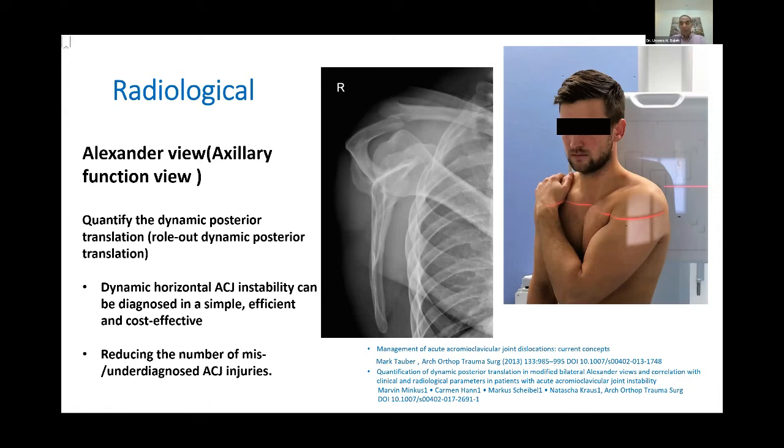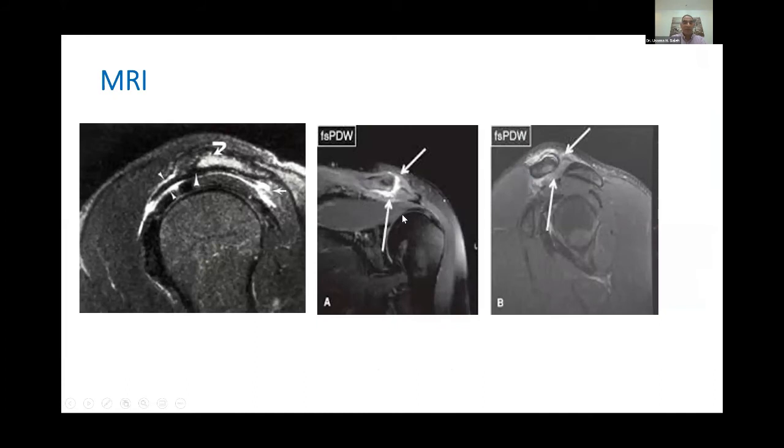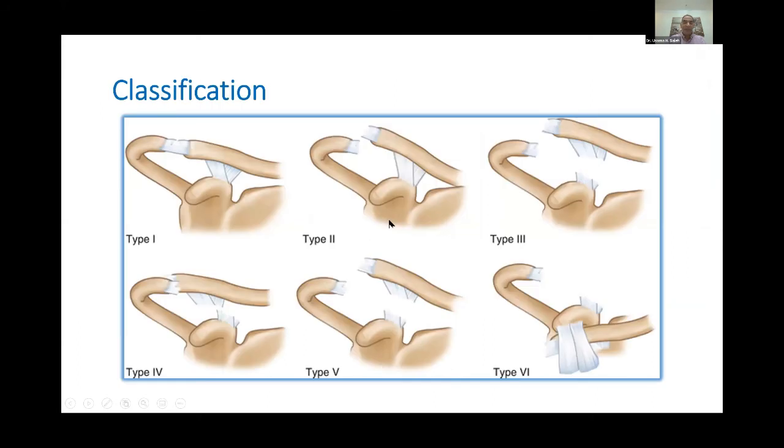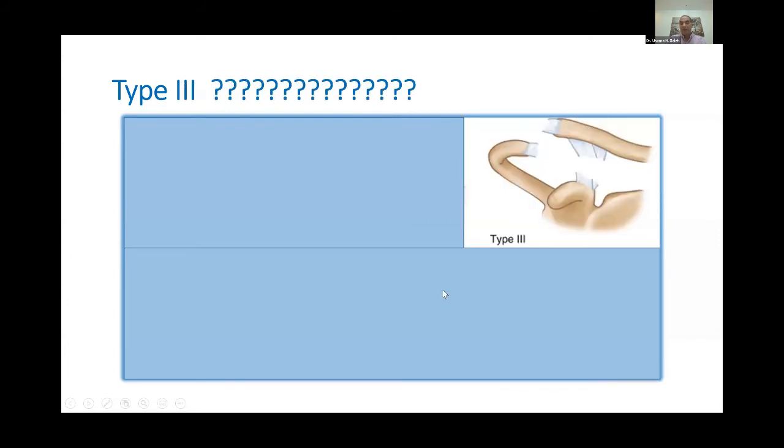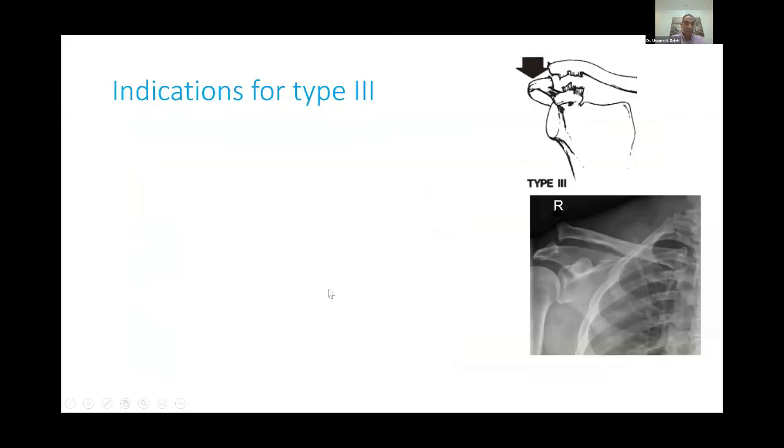So message number 2: radiologically, you have to start doing the Alexander view for all your patients, especially type 2 and type 3. MRI has recently become one of our routines in the pre-evaluation of the AC joint. We are all familiar with the classification, and with the operative consensus on the last three types, 4, 5, and 6. And we know the problematic type, which is type 3, where there is no consensus till now.